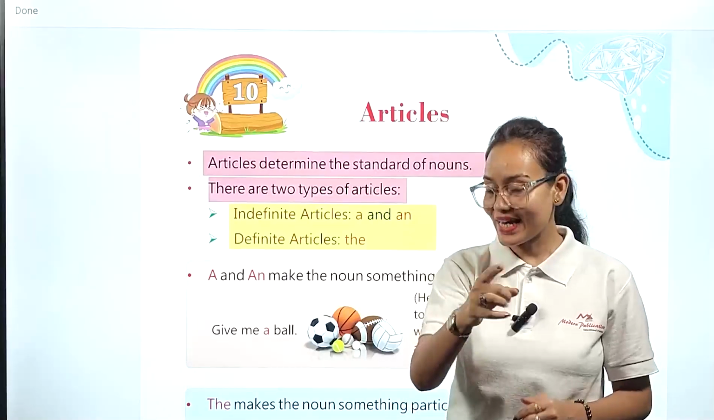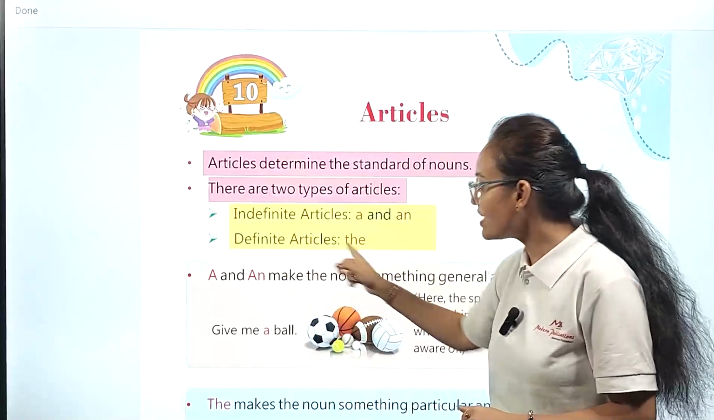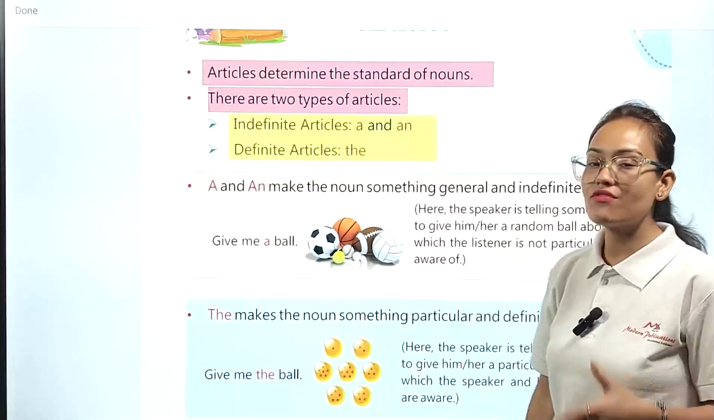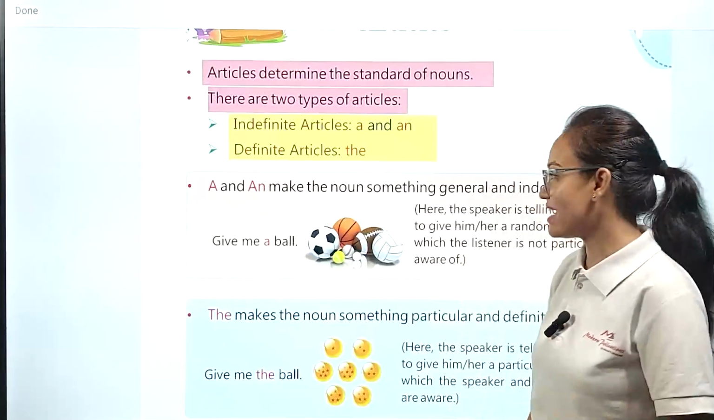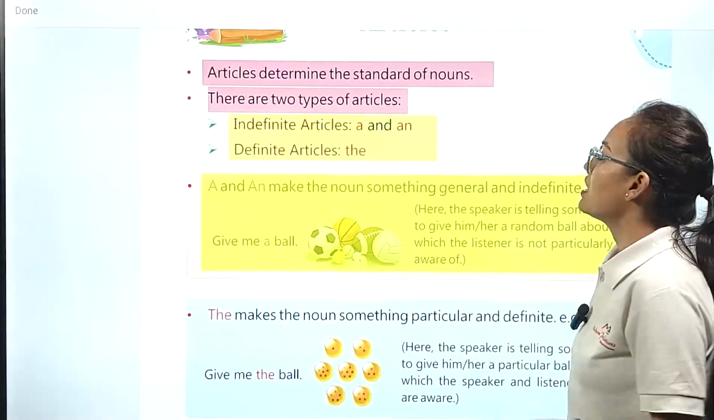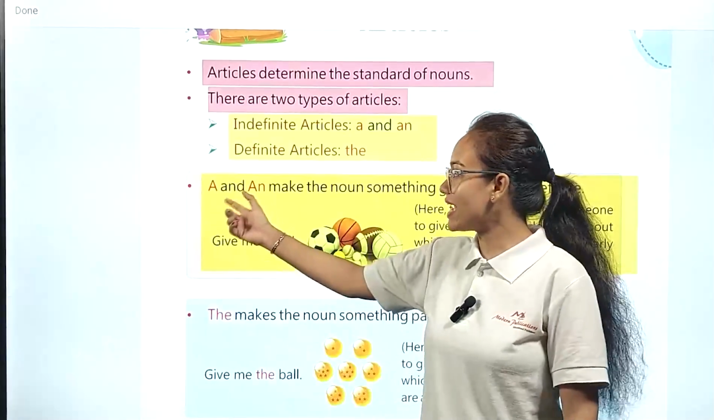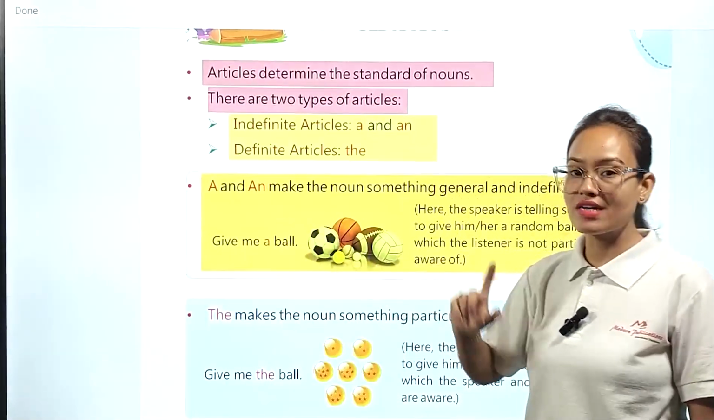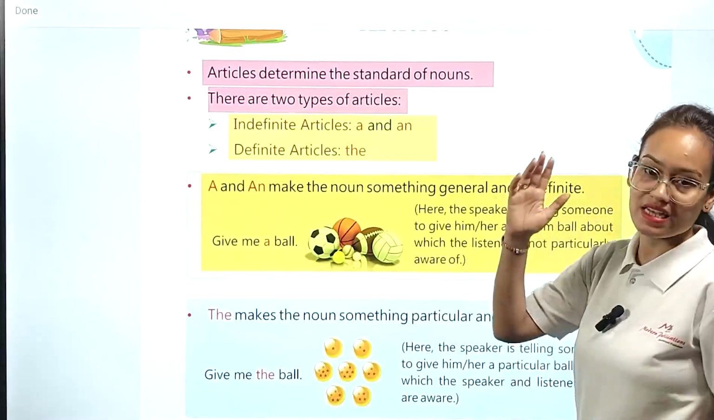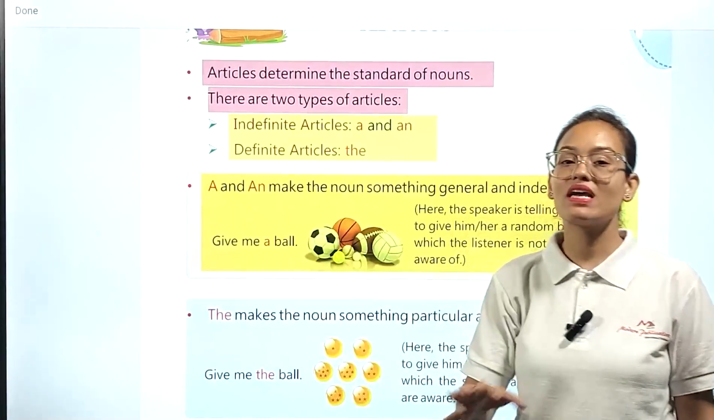Indefinite article contains a and an. Definite article contains the. Now we are going to see where we use a and an. See, a and an make the noun something general and indefinite. Whenever you use a or an, it makes our noun general or indefinite.